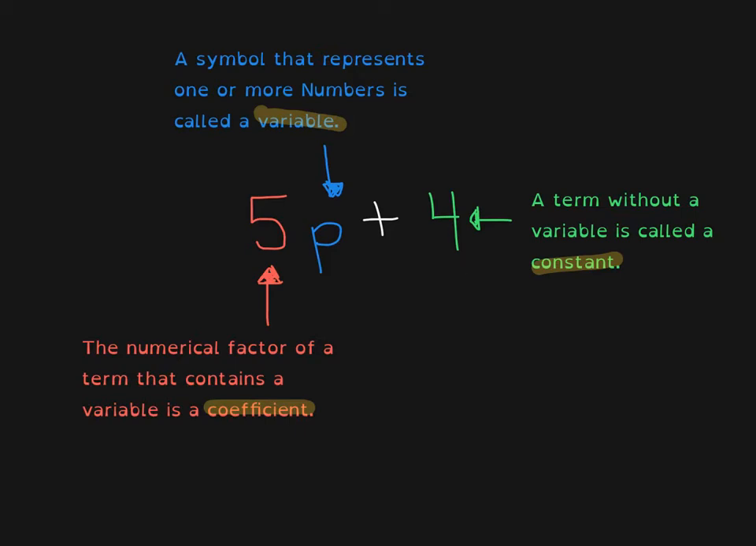And remember, 5p plus 4. These three, well, I guess they're called terms. That's what I want to tell you, is that they're called terms. So 5 is a term, p is a term, and 4 is a term. But they all have different meanings, and you need to know the differences.